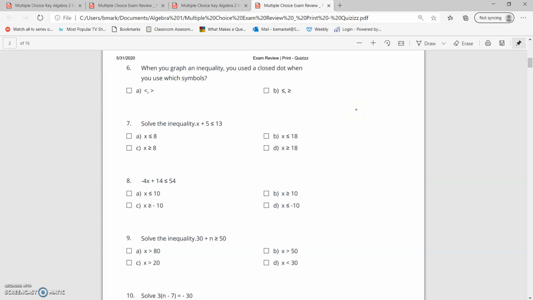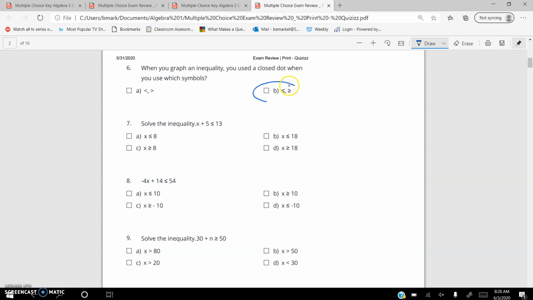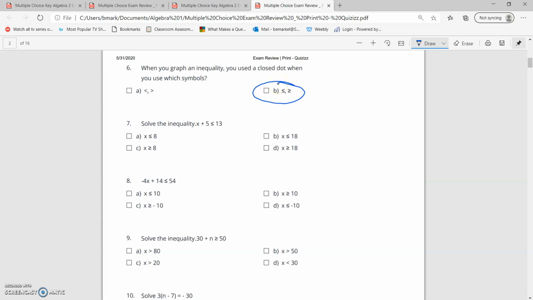When you graph an inequality, you have a closed dot when you have those or equal to symbols, because I want to close it because I want to shade that point.